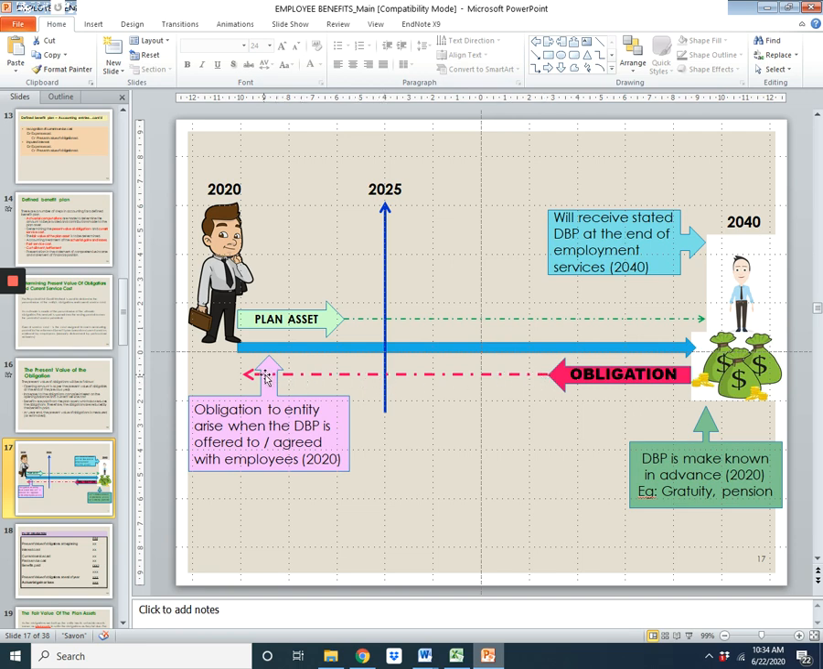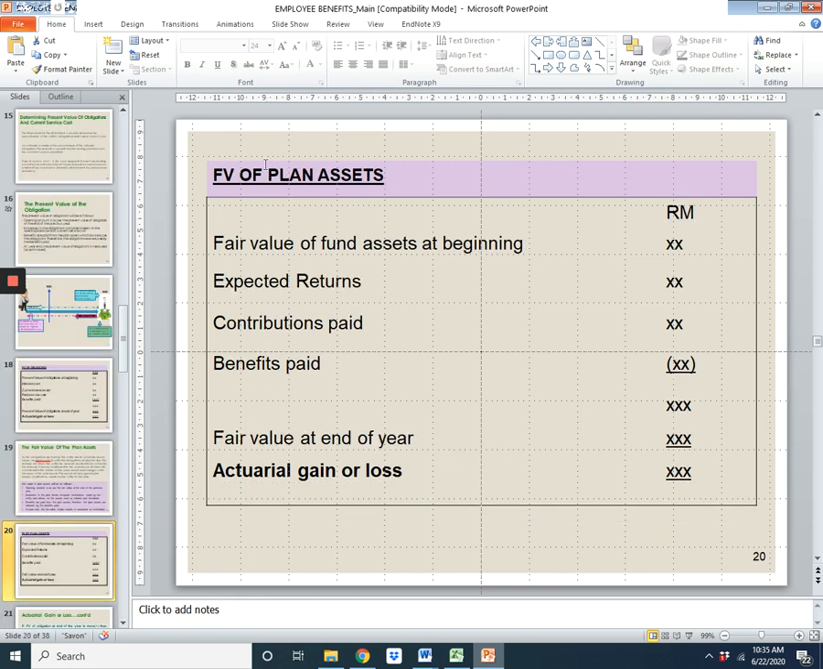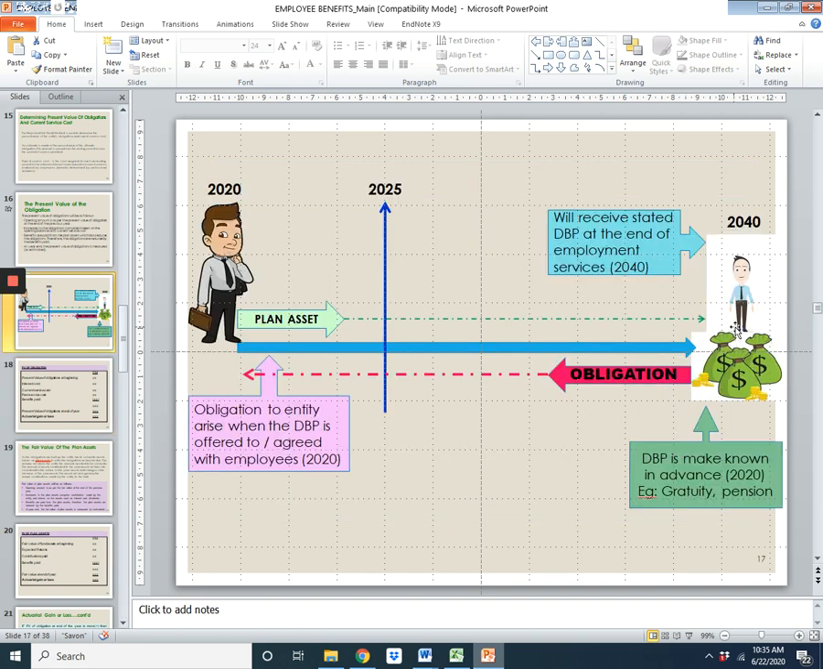Okay, sebab obligation ni maknanya since the employees already work for 5 years, maknanya dia dah layak untuk terima bayaran for 5 years also. So we need to know cukup tak duit kita to pay for the obligation for the same period. So because of that, that's why we want to calculate the present value of obligation. We also calculate the fair value of plan asset. Nampak tak kenapa yang ni kita panggil present value? Sebab dia adalah daripada masa hadapan, bayaran akan dibuat di masa hadapan, tapi kita nak tahu masa sekarang berapa nilai dia. That's why we find its present value.